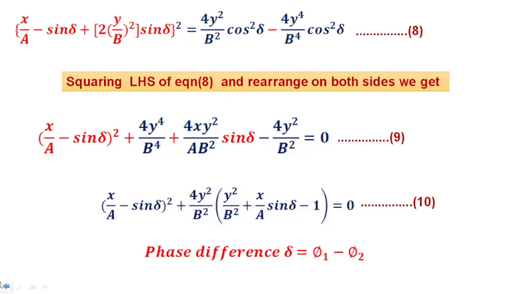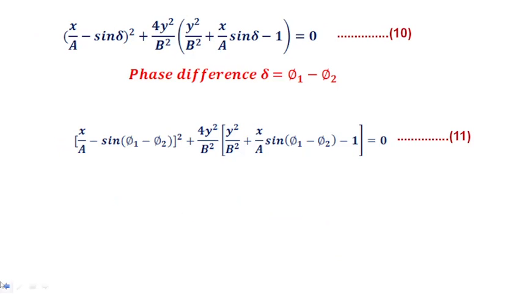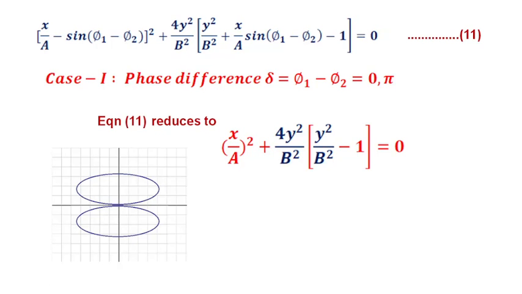Phase difference δ is equal to φ1 − φ2. So put the value of φ1 − φ2, that is the value of δ, here. So we will get (x/a − sin(φ1 − φ2))² + 4y²/b² (y²/b² + (x/a) sin(φ1 − φ2) − 1) = 0. This is equation 11. So from this equation 11, certain cases are derived.